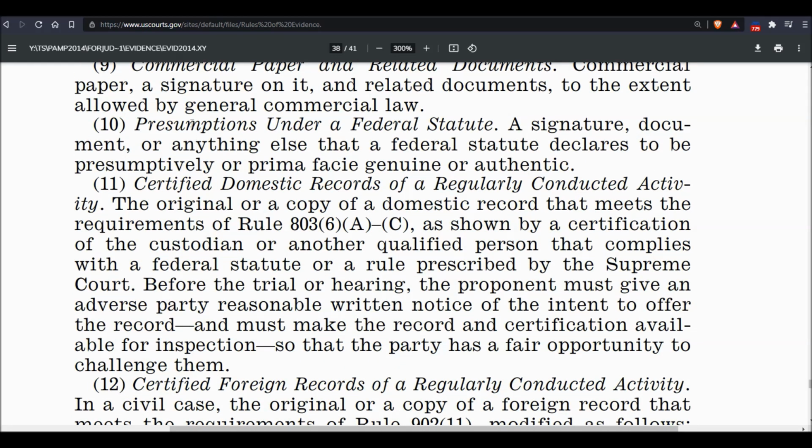And then 10. Presumption under federal statute. When you take that birth certificate on a federal level to the Department of State to get it authenticated, and you fill out that form for authentication, a signature document or anything else that a federal statute declares to be presumptively or prima facie genuine or authentic. Whenever you do anything on the federal level, federal statutes govern it. So that authentication you're doing on the federal level is only a presumption of authentication. Meaning they hold no power over anything. They rent it.